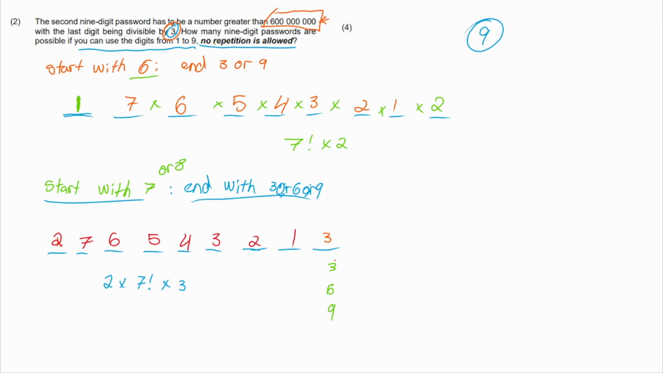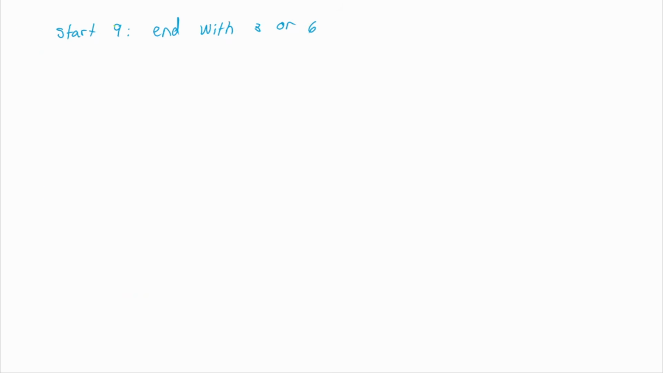If we start with a 9, what can we end with? A 3 or 6, right? Because remember, no repetition. If I start with a 9, that means I can't use it to end with. Anyways, we have 9 slots for digits. We have to start with 9, so there's 1 option. We have 2 options for this end slot, either a 3 or 6.